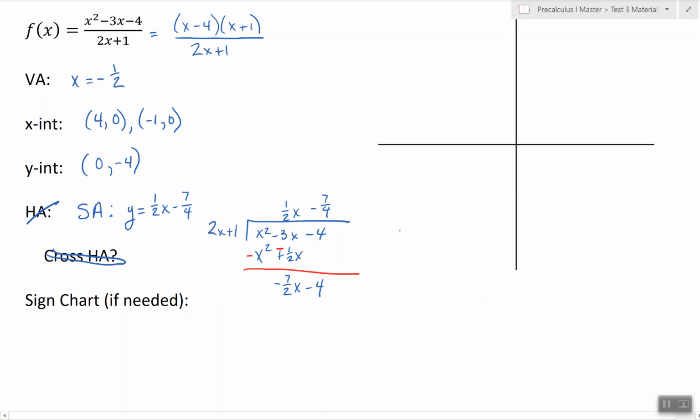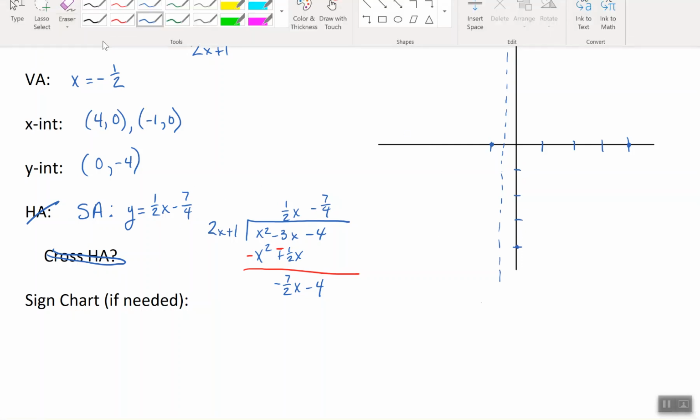If we need the sign chart, we can do it. But remember, it's just a tool to help you in case you can't quite see what's going on by the other information. Putting my vertical asymptote in here, and I have x-intercepts of (4, 0) and (negative 1, 0). We have (0, negative 4) down here for the y-intercept. And the slant asymptote, it has a y-intercept. I'm going to do this in a different color.